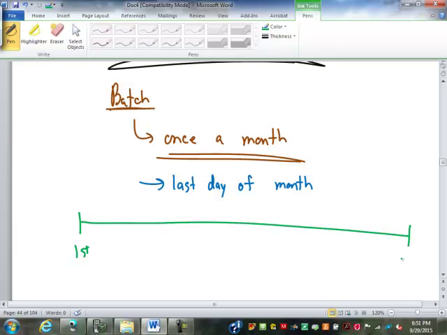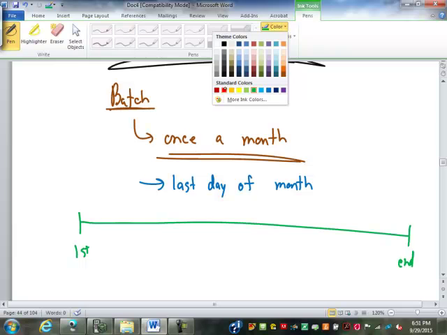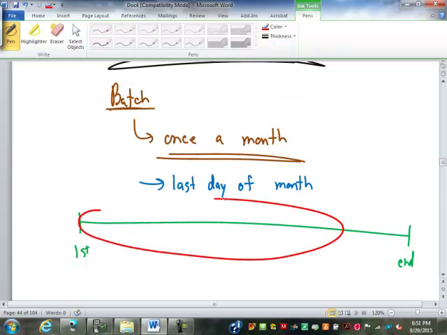Here's the end of the month. Well, it's the 28th, the 30th, or the 31st, depending on the month. All of the invoices for that month get gathered together, and they're going to get processed on that last day and sent out.